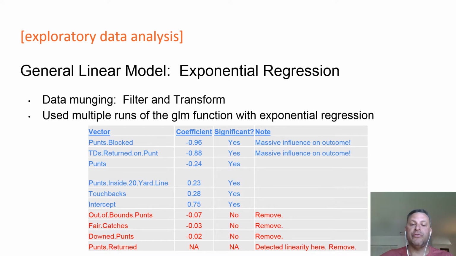You can see the results of the first run here, just a quick peek, and a few of the vectors were not significant. They were deemed not significant, and so I needed to remove those and then run the regression again. Real quick though, you can see right at the top the negative influence that a blocked punt and a punt returned for a touchdown have on whether or not the punting team wins the game.